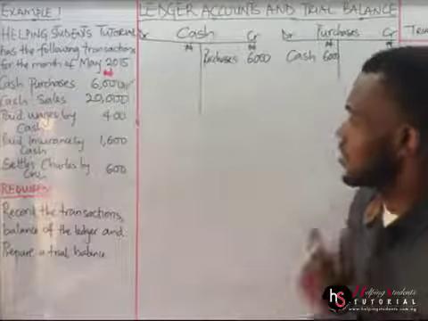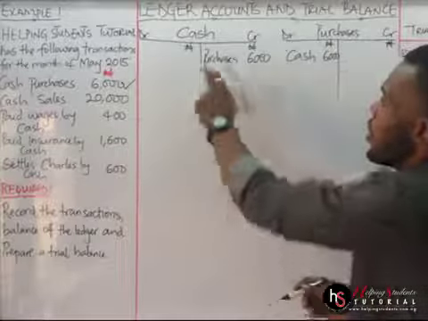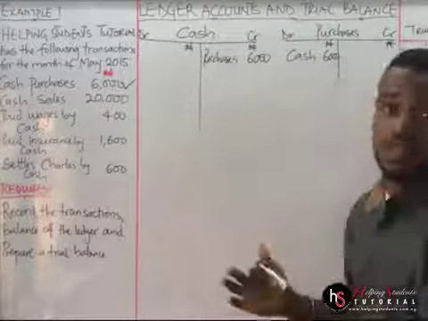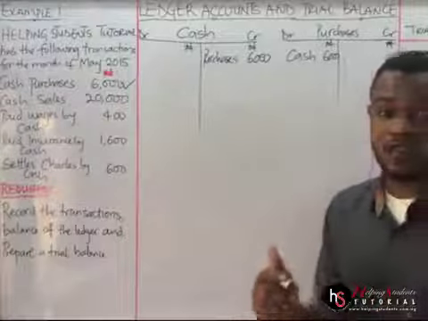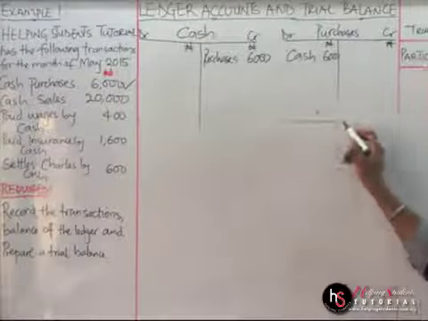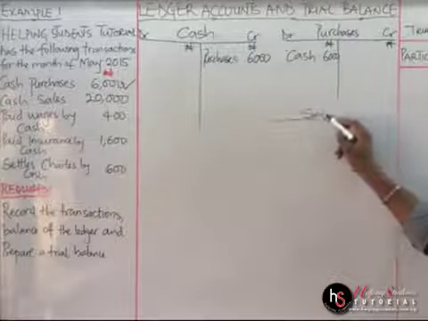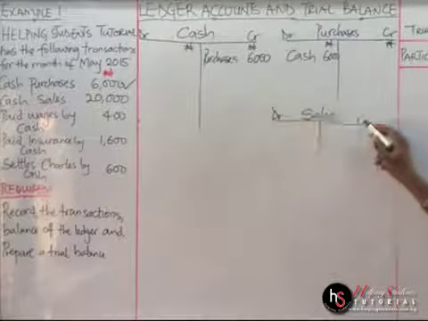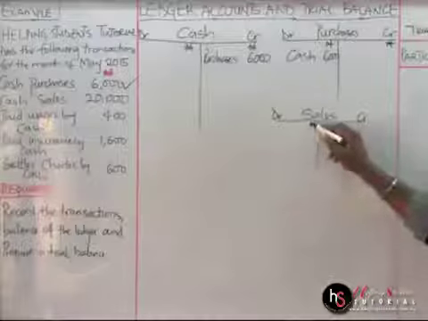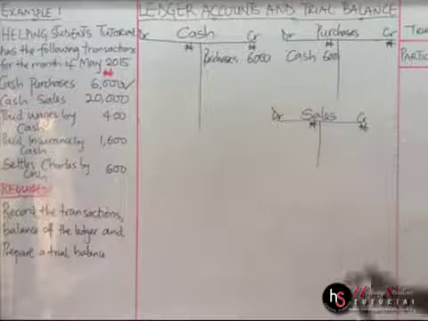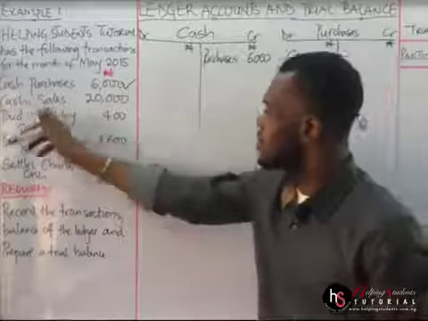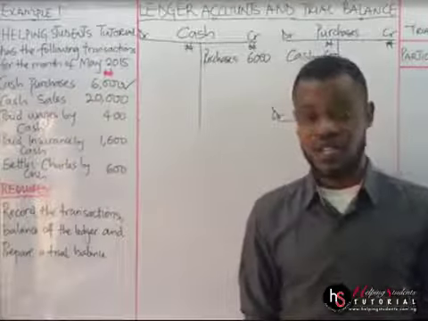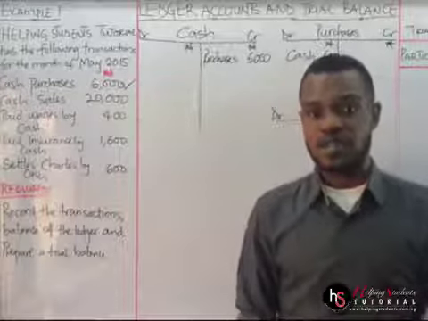The second one says cash sales. Already we have a cash account, so we don't need another cash account to record the same transaction here, okay? We just have to open another account for sales. So we have what now? Sales. So this is for sales. We have the debit side and the credit side, okay? And the monetary value. So what do we have there? Cash sales, 20,000. When we talk about sales, we know it's a credit transaction, okay? Sales is a credit transaction.